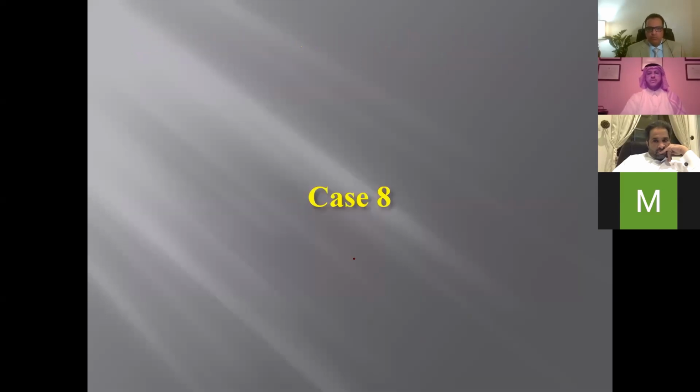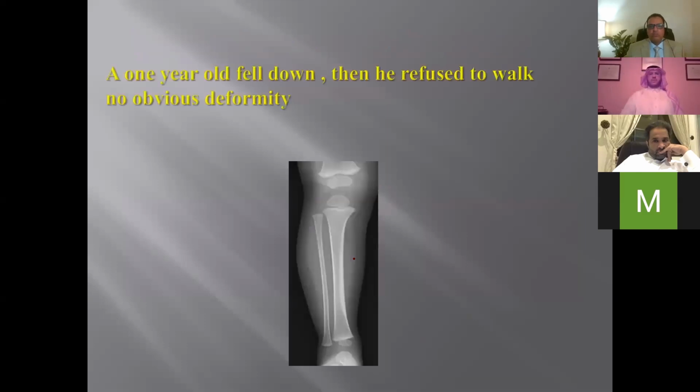Okay, so let's go to case 8. This is another 1-year-old who fell down, then refused to walk. When you examine him, there was no obvious deformity. It's actually something you see a lot, such injury at this age.